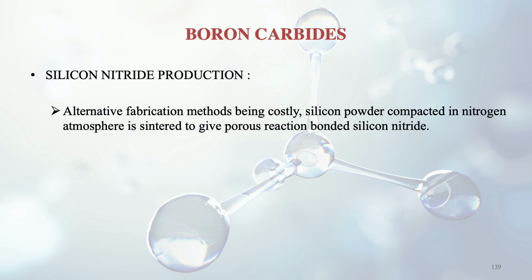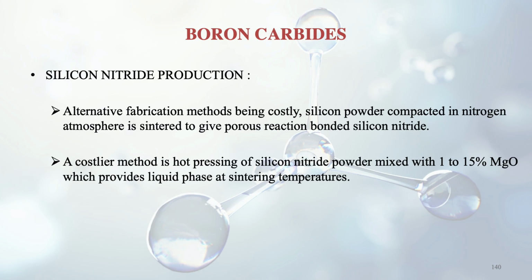Then we discuss silicon nitride, another nitride like boron nitride, and its production. Alternative fabrication methods are there, but they are costly. Silicon powder is compacted in a nitrogen atmosphere and is sintered to give porous reaction bonded silicon nitride. So this is one process. A costlier method is hot pressing of silicon nitride powder mixed with 1 to 15% magnesium oxide, which provides a liquid phase at sintering temperatures. But here a fine structure is obtained and thus the product is strong.